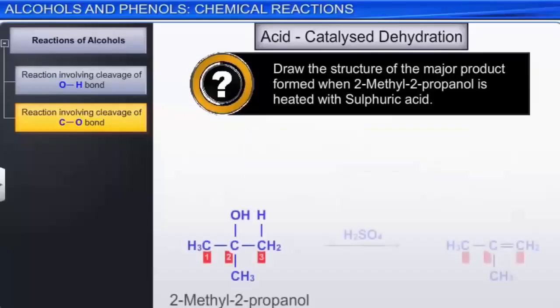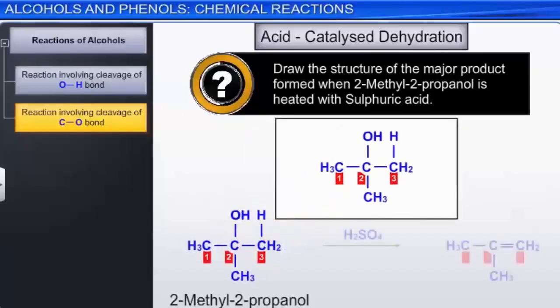Start with the structure of the reactant. Remove the OH group and an H from any of the 3 surrounding carbons. They are all equivalent in this molecule.